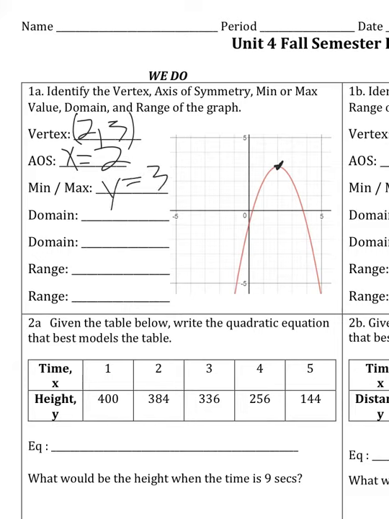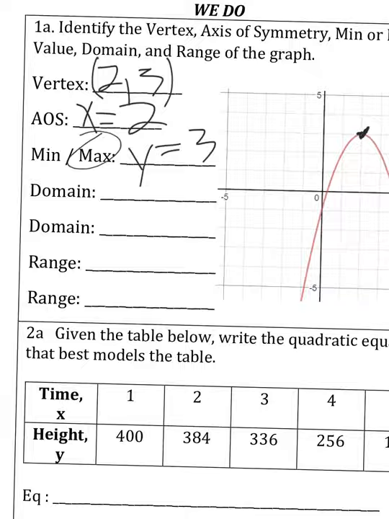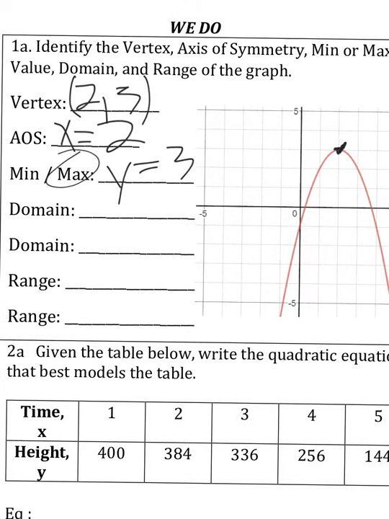And then you need to circle which one it is. Is it a min or a max? Is this the highest or the lowest point? This is the highest point because everything's going down after that. So I'm going to circle max. My domain, if you'll recall, for any quadratic function, the domain is always all real numbers.